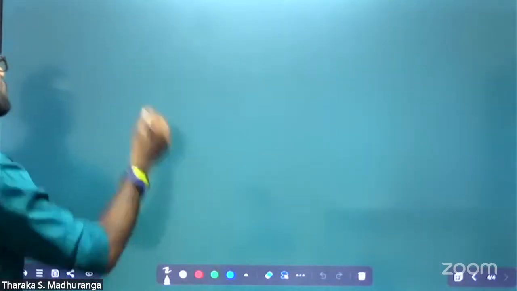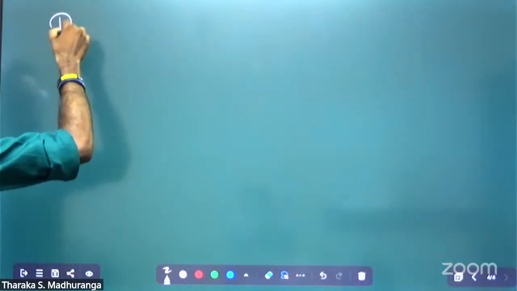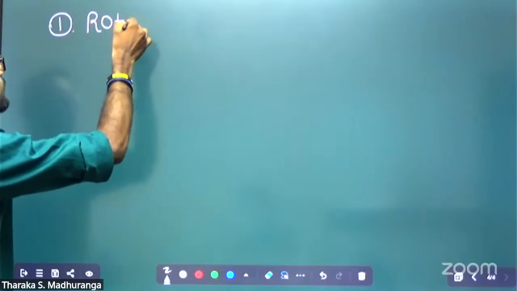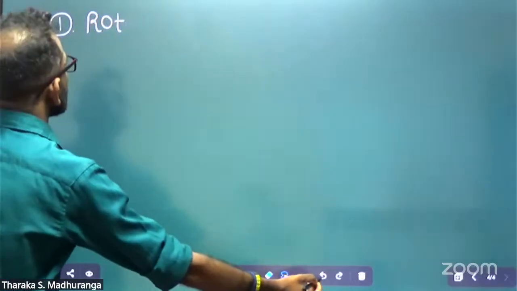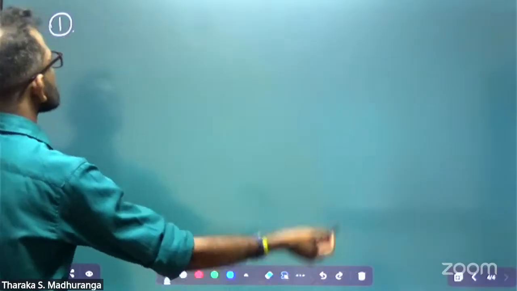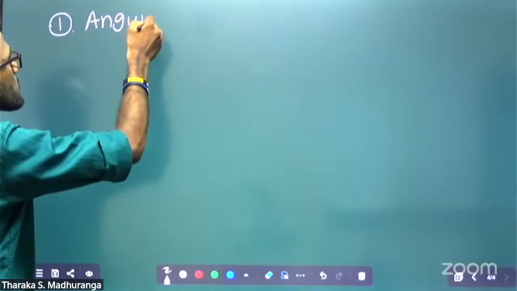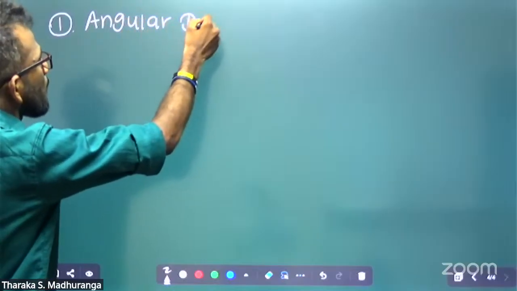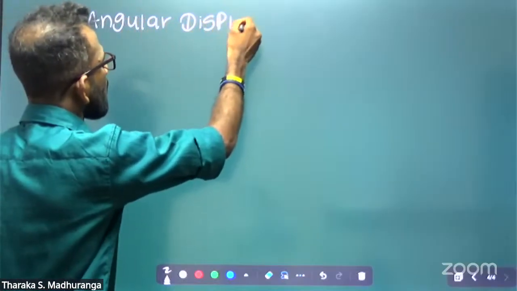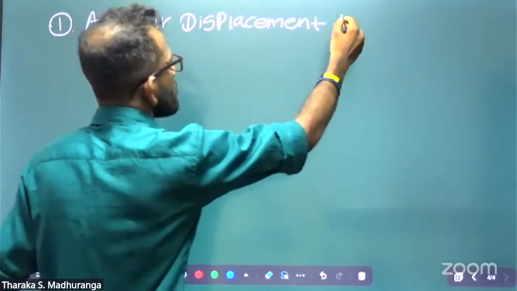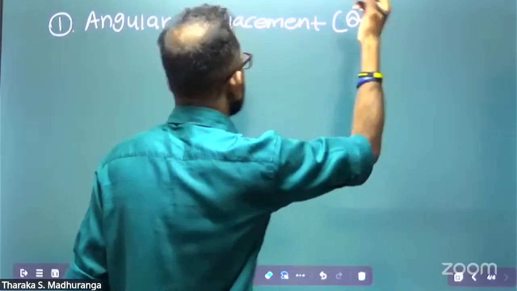The first physical quantity for rotational and circular motion, sorry, the angular displacement. Angular displacement, the symbol is theta.